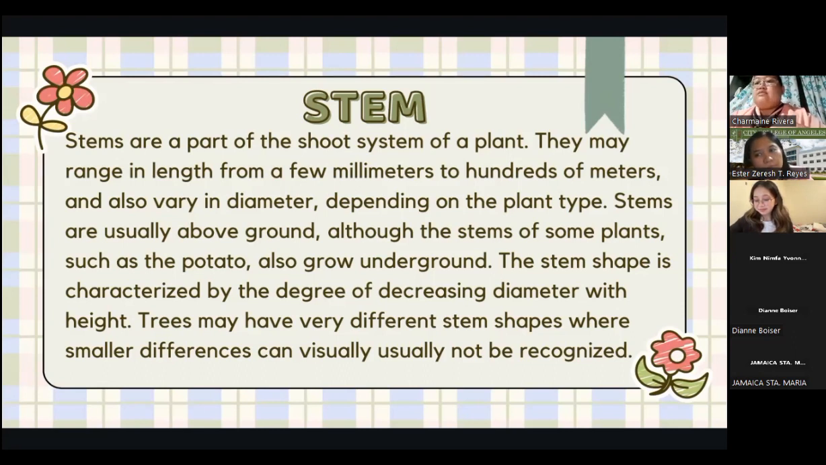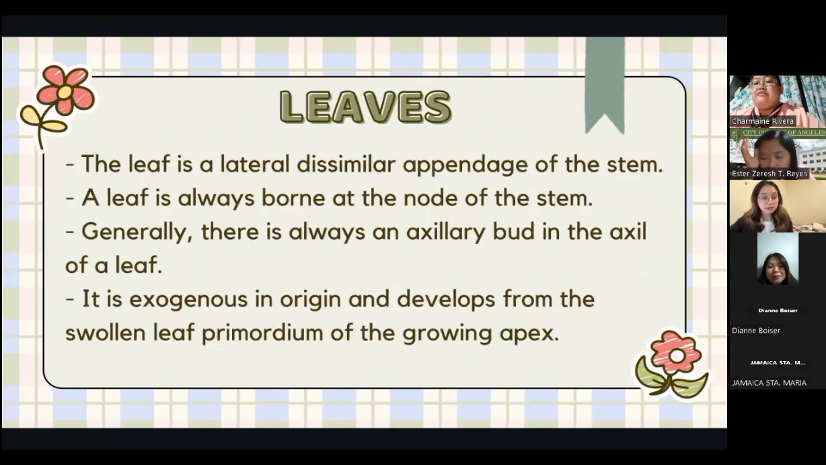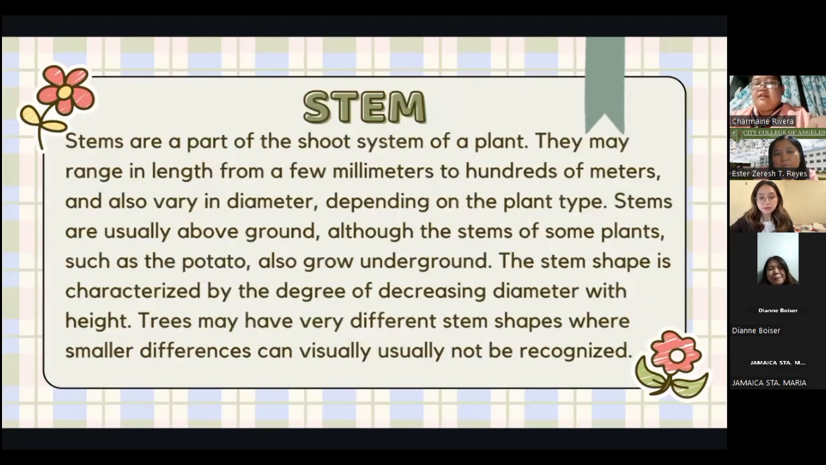The stem shape is characterized by the degree of decreasing diameter with height. Trees may have very different stem shapes, where smaller differences can usually not be recognized.